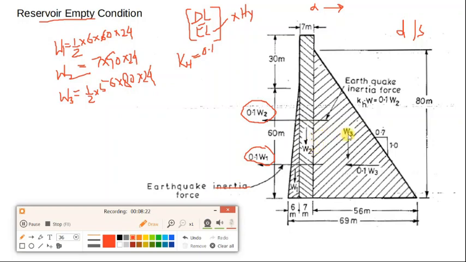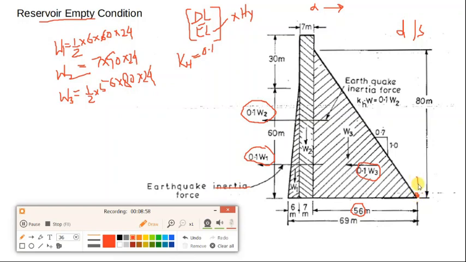And for this part W3, the earthquake inertia force will be 0.1 W3. Okay, now next is to calculate the lever arm. The lever arm for this weight W1 will be this. Yes, remember that in order to calculate the lever arm, we have to calculate it from the toe.